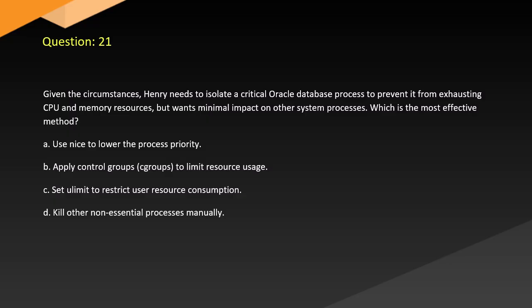A. Use nice to lower the process priority. B. Apply control groups, cgroups, to limit resource usage. C. Set ulimit to restrict user resource consumption. D. Kill other non-essential processes manually.